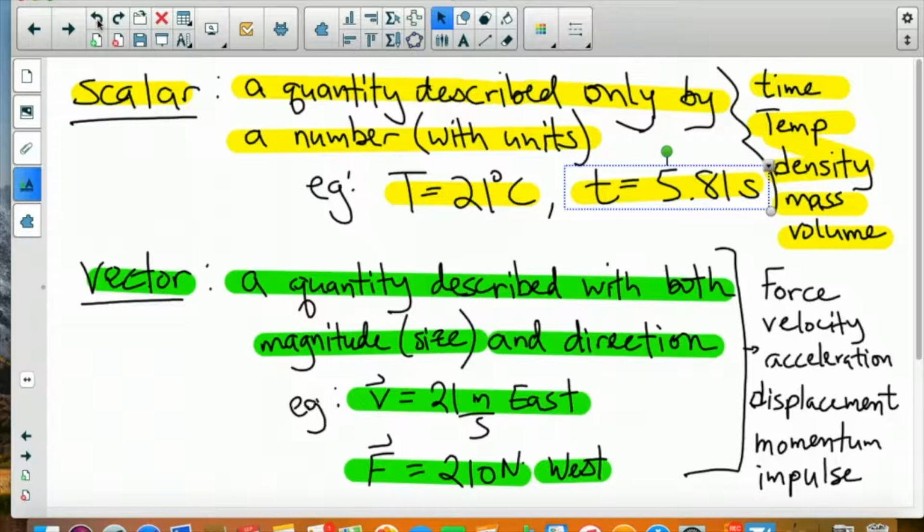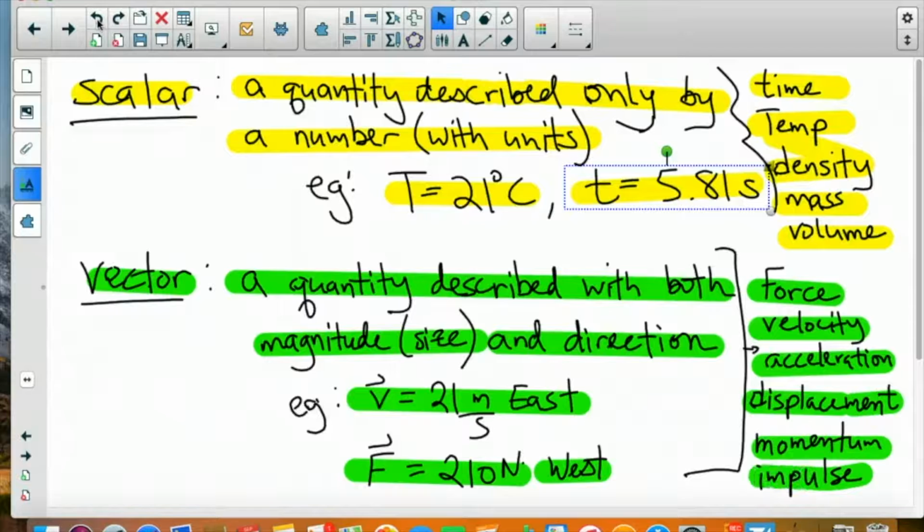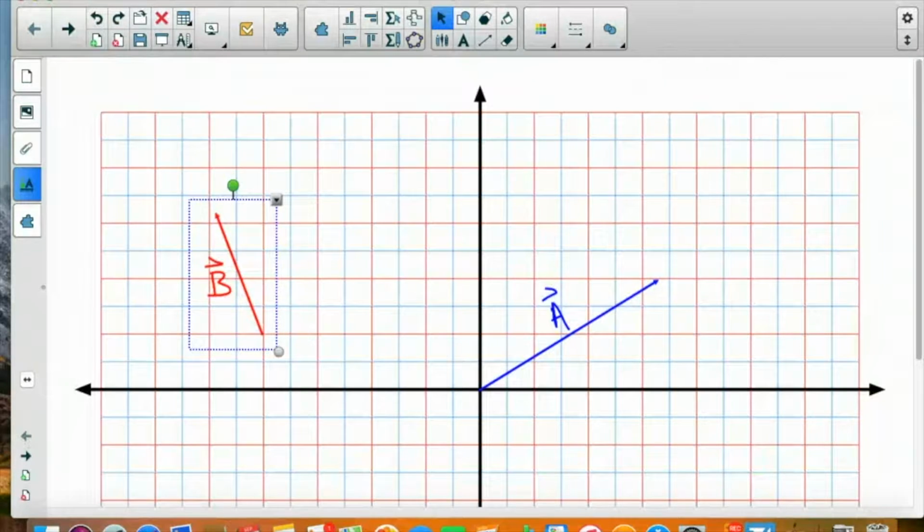Now some general examples of vectors are force, velocity, acceleration, all the kinematic quantities that you're used to, displacement, momentum, impulse, electric field, magnetic field. These are all examples of vectors. Now, it would be useful to understand how to work with vectors if we're going to be doing some physics. So, say I have a general vector, we'll call it A.